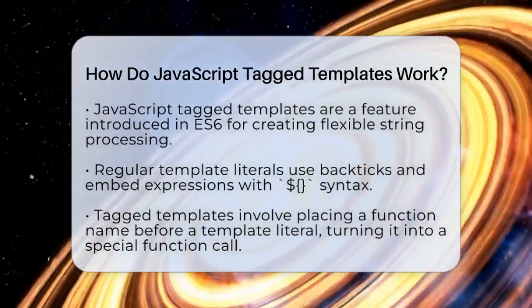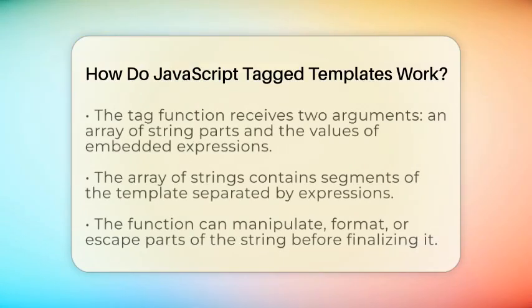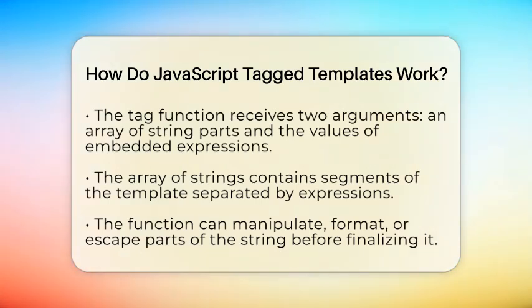Instead of just creating a string, JavaScript calls that function with some unique arguments. The function receives two types of data. First, an array of strings that are the parts of the template separated by the expressions. Second, the actual values of the expressions. For example, if you write myTag`My name is ${name} and I am ${age} years old`, the function gets an array of strings like "My name is", "and I am", "years old", and the values of name and age. This setup allows you to manipulate or transform the parts before creating the final string.